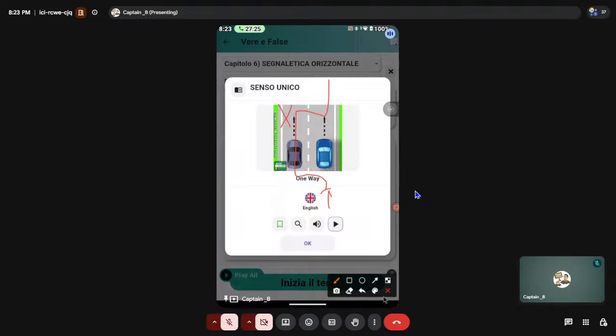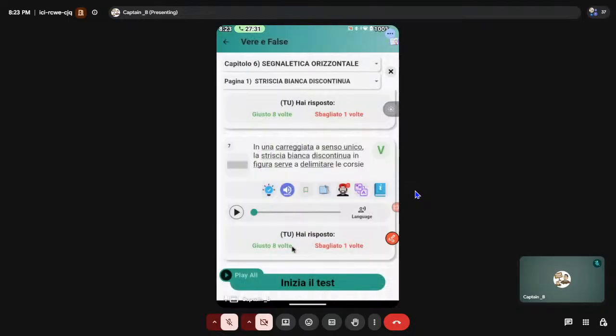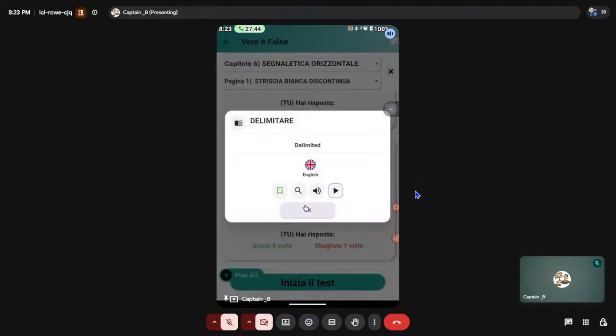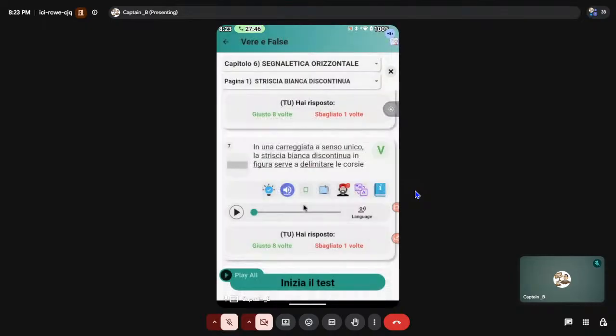All right. So the white discontinuous line separates and limits the movement of vehicles, which is in una carreggiata a senso unico, le strisce bianche discontinue in figura servono a delimitare le corsie, which is to delimit the lanes. All right, and I've showed you, and the answer is vero.